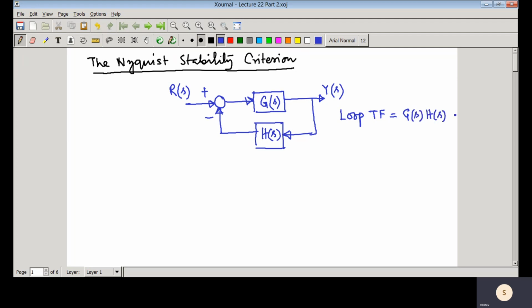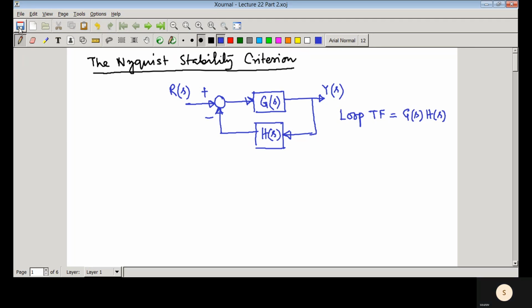That thing we have already discussed in the case of the root locus technique and Bode plot. We have seen that if the loop transfer function is given, then from the frequency response, that means from the Bode plot, how we can have the stability information of the closed loop system can be obtained from this Nyquist stability criterion concept I will be discussing today.